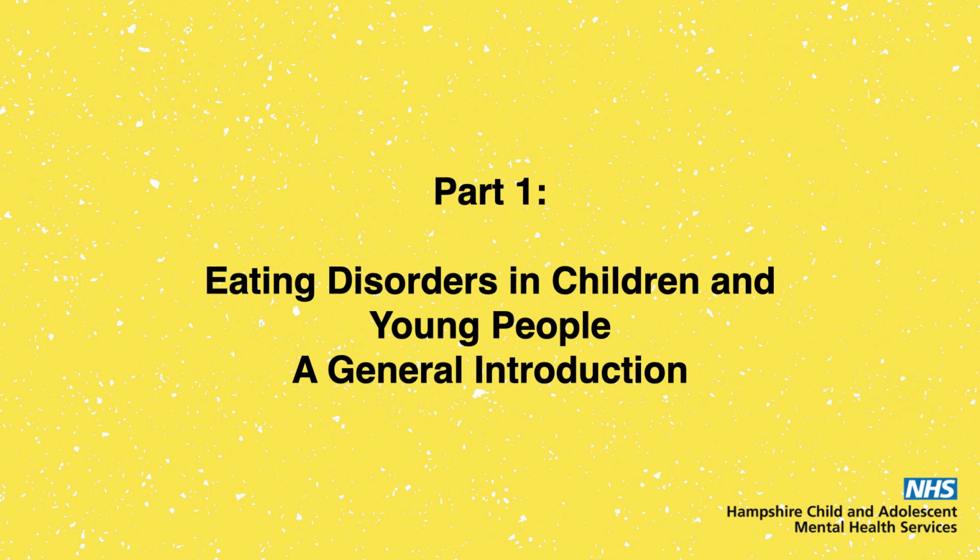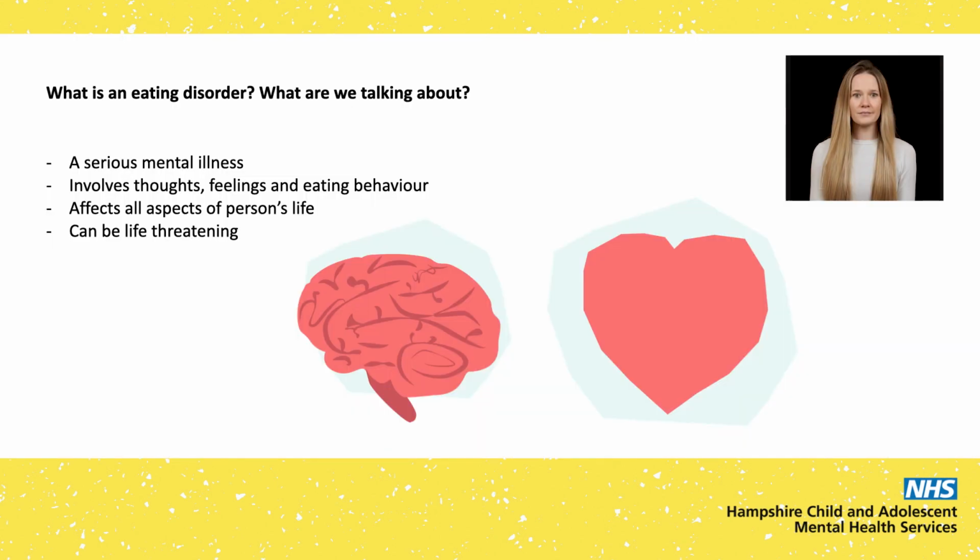Part 1, a general introduction to eating disorders in children and young people. An eating disorder is a serious mental illness that involves a person developing thoughts, feelings, and eating behaviour that can take over a person's life and make them really unwell. Eating disorders can involve eating too much or too little and becoming really unhappy, worried, and preoccupied with things such as their weight and their shape.